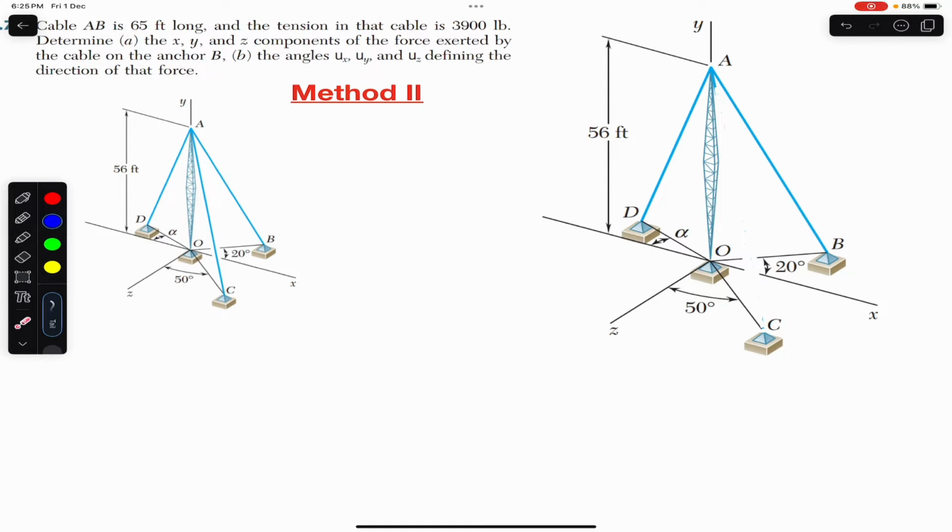So the problem is again: cable AB is 65 feet long and the tension in the cable is 3900 pounds. Determine the x, y and z components of the force exerted by the cable on the anchor B. Also find the angles theta x, theta y and theta z defining the direction of that force or tension in cable AB.